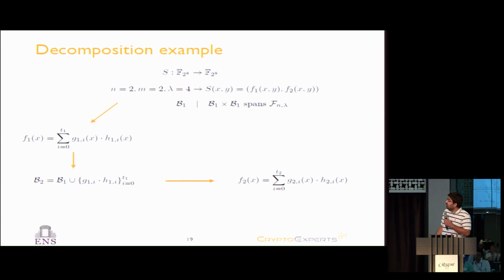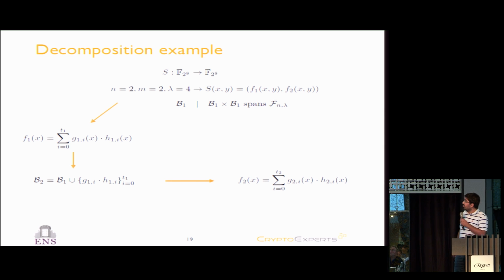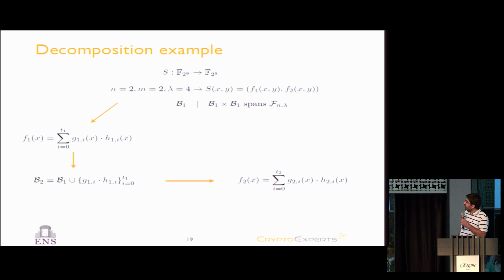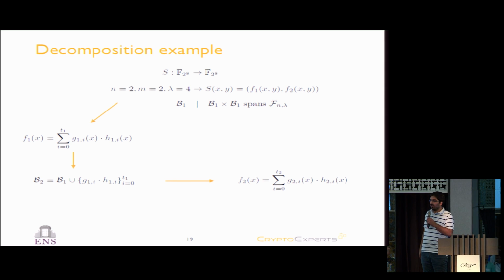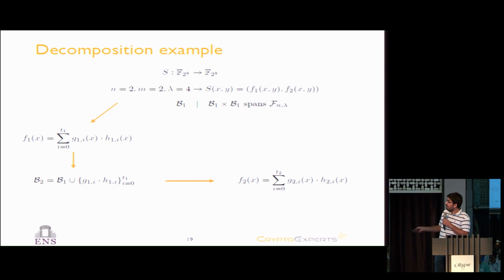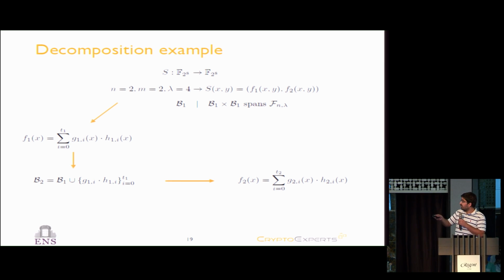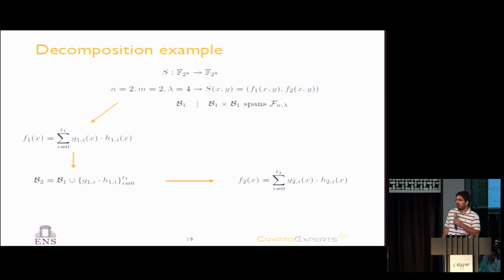A small example: for a random 8-bit S-box, if we pick the parameters n equal to 2, m equal to 2, lambda equal to 4, the S-box can be seen as two coordinate functions. You generate a first basis B1 that satisfies the spanning property. You decompose the first coordinate function by picking the G1 functions into the basis B1 and find the coefficients of the H1 by solving the linear system. Then you will get T1 decomposition products that you can add into the basis B2, and you will decompose the next coordinate function by picking the G2 into this new basis.